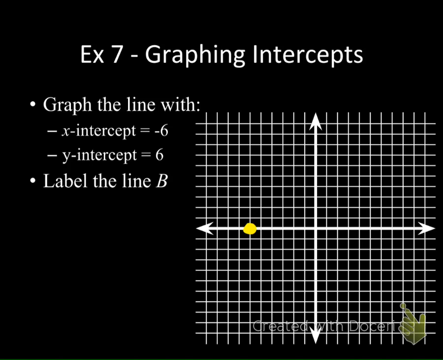So how do I graph my y-intercept? I start at the origin, and what do I do? Go up 6. And then again, graph your line so it goes to the edge of each coordinate plane. It goes through both points, has arrows, and then name this line what? B.